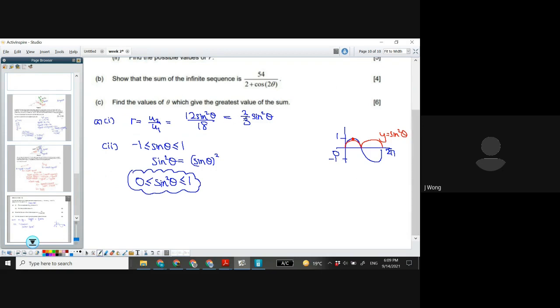So R, at the end, is 2/3 of it. So that's why for R, since it's 2/3 of it, the range of R should be 2/3 of what I just wrote down. So that will be in between 0 and 2/3. So that will be part A.